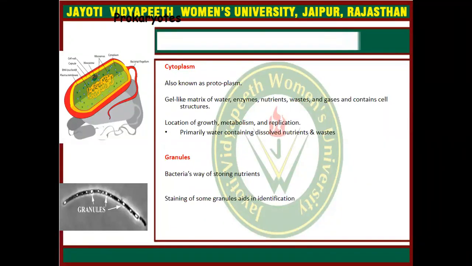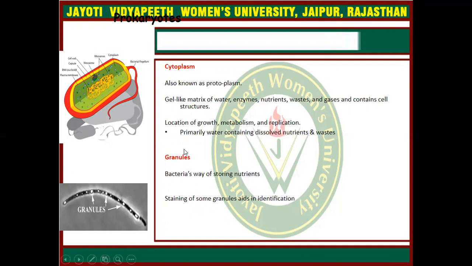Cytoplasm is also known as the protoplasm. It is a gel-like matrix of water, enzymes, nutrients, waste, and gases, and contains cell structures. It has an important role in growth, metabolism, and replication. Cytoplasm contains all the cell organelles. This green part is the cytoplasm, which contains all the cell organelles present in this. It provides the cell a particular structure, a particular shape, so that the cell can survive.